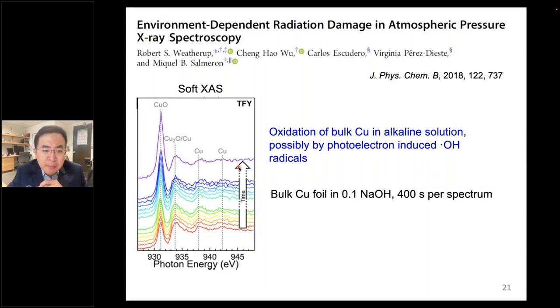the earlier pioneering work done by Professor Samron from UC Berkeley, in the sense that they earlier reported a very simple experiment: having a thin copper foil immersed in a solution and then shooting an X-ray beam at the sample. The X-ray beam can even oxidize the bulk copper. So now it becomes very understandable that when we have small nanoparticles, they are even easier to oxidize. When we actually noticed this observation, it was a little bit desperate, like, do we have any chance to use soft X-ray to study copper nanocatalysts in liquid? It's a very challenging experiment.